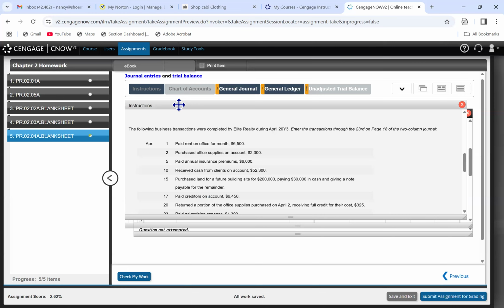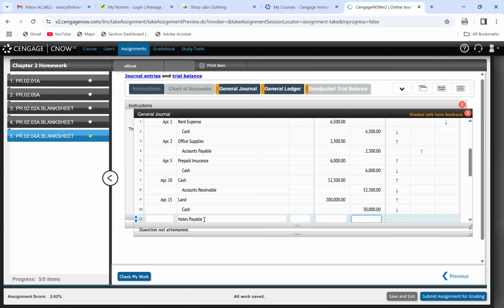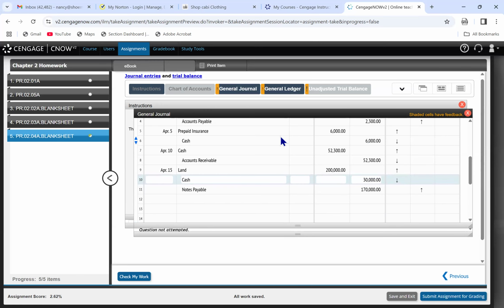Next, we purchased land for a future building site for 200,000. We paid 30,000 in cash and gave a note payable for the remainder. So on April 15th, we have land for 200,000. We gave cash of 30,000, but the difference is going to be a note payable. I guess notes payable. And that difference would be 170,000. Okay? I hope that's making sense to you guys.